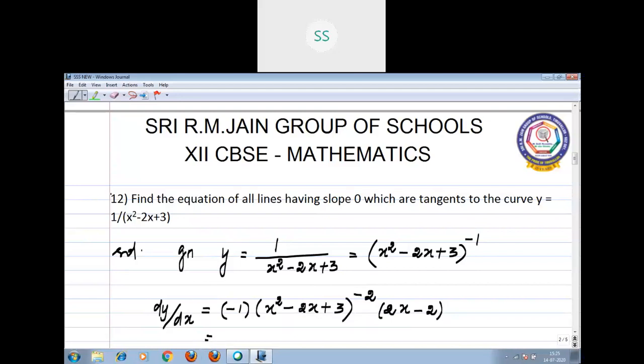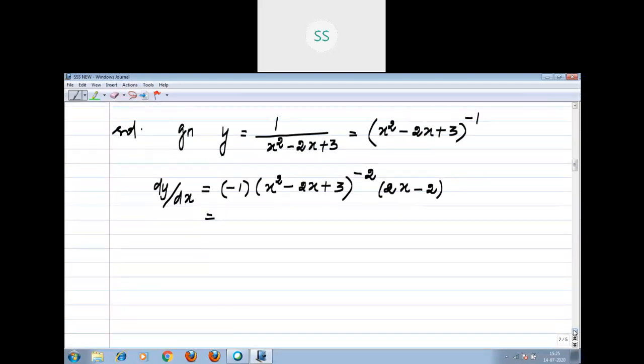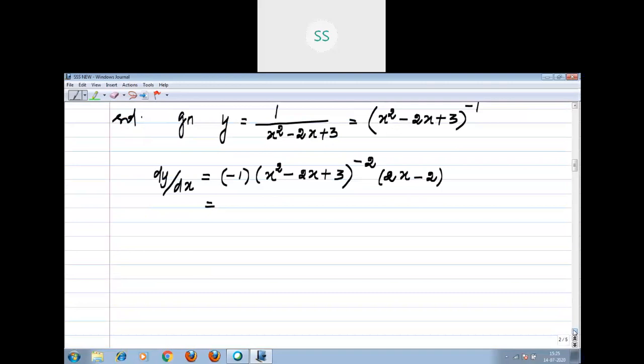Now, which is equal to what? Anyone? Which is equal to minus of, see, in the second bracket you have 2 as common. So you have to take 2 outside. Write x minus 1 divided by x square minus 2x plus 3.